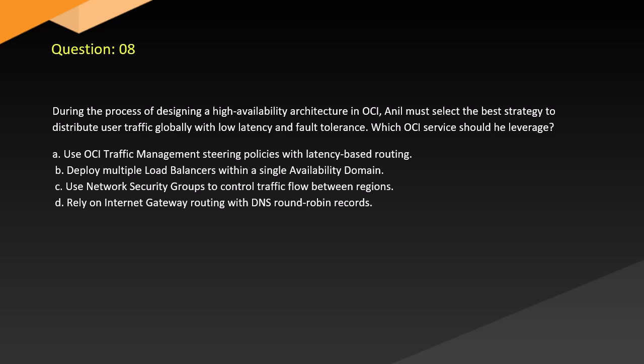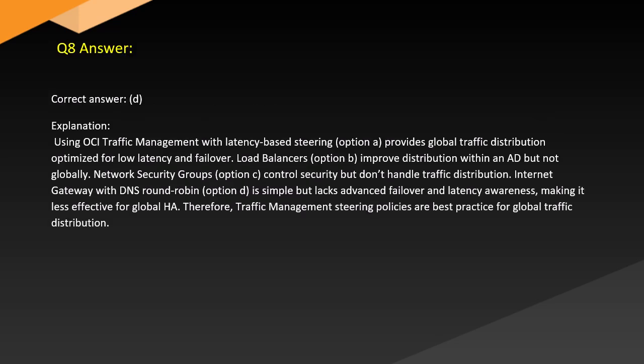Question 8. During the process of designing a high-availability architecture in OCI, Anil must select the best strategy to distribute user traffic globally with low latency and fault tolerance. Which OCI service should he leverage? A. Use OCI Traffic Management steering policies with latency-based routing. B. Deploy multiple load balancers within a single availability domain. C. Use network security groups to control traffic flow between regions. D. Rely on internet gateway routing with DNS round-robin records.